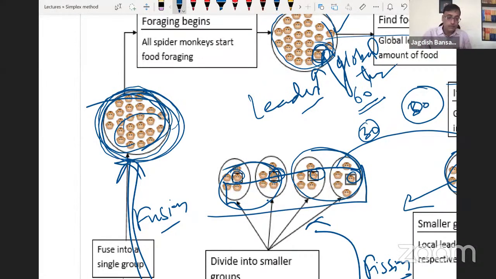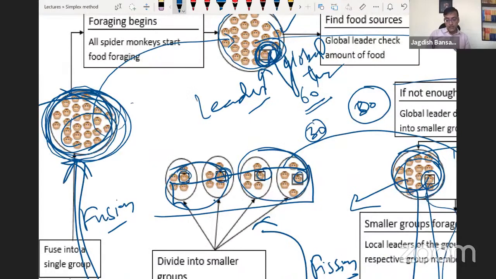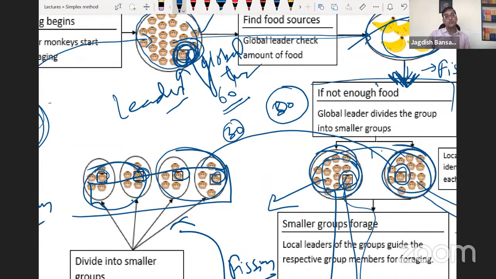Then the other leader also shares the information. Out of them, they find out that, okay, your information is better, your food source is better than mine. He says that, okay, his is better. So out of all these pieces of information, one must be the best information, the best available food source. So next morning that monkey will become the global leader, and he will guide them to reach that particular food location. So they start from that particular location.